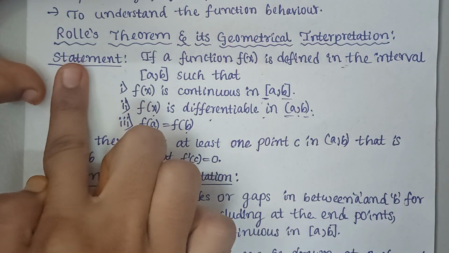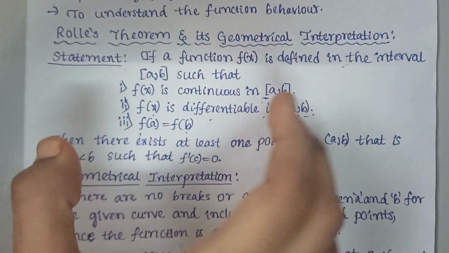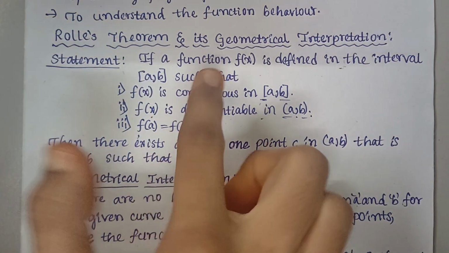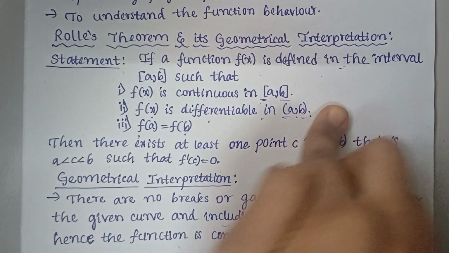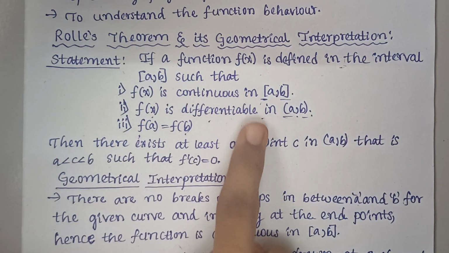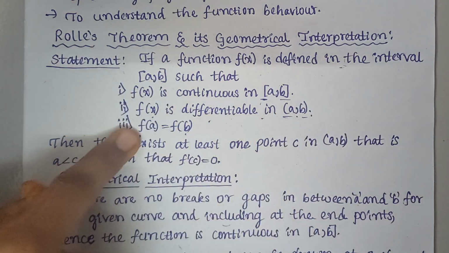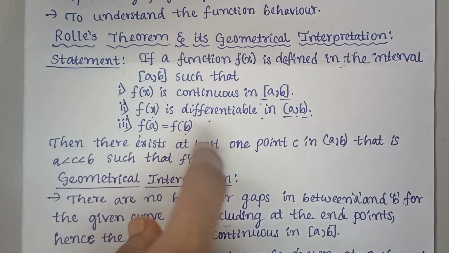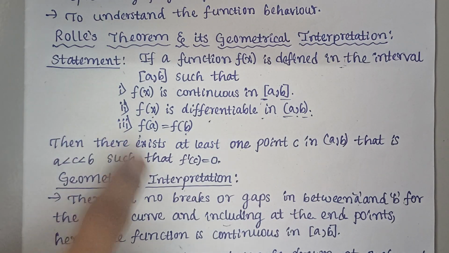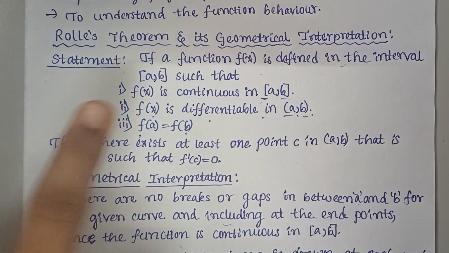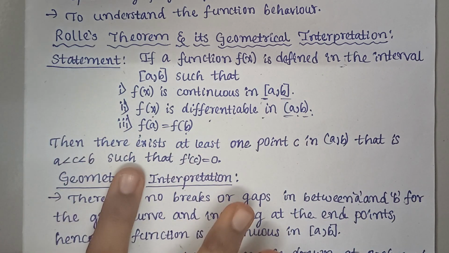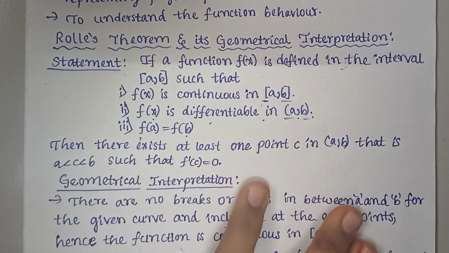Now if a function f of x is defined in the interval a comma b such that these three conditions are satisfied, that is, f of x is continuous in closed interval a comma b, it is differentiable in open interval a comma b, and f of a is equal to f of b, if and only if these three conditions get satisfied, then there exists at least one point c in a comma b, that is a less than c less than b, such that f dash of c is equal to 0.